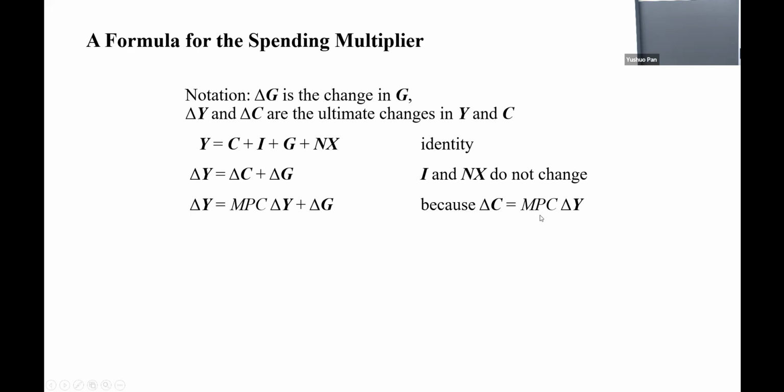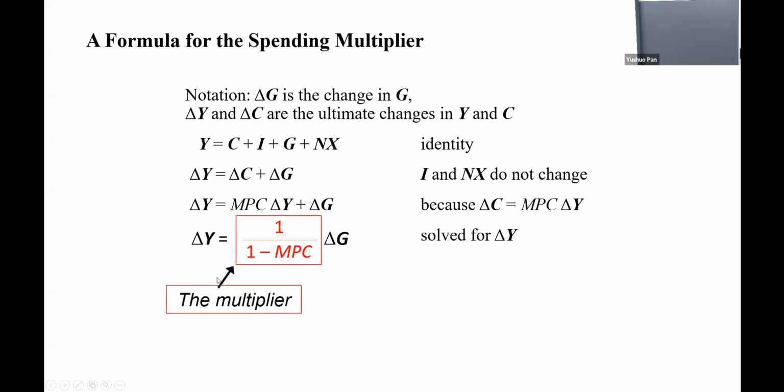Because delta C equals MPC times delta Y, that's the definition of marginal propensity to consume, right? So we can substitute delta C with MPC times delta Y. And to solve for delta Y, we get this new equation, which means 1 over 1 minus MPC. This equals the multiplier. So this is very important. You need to remember this one.